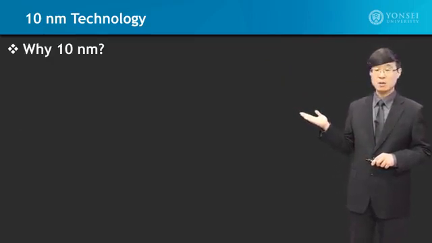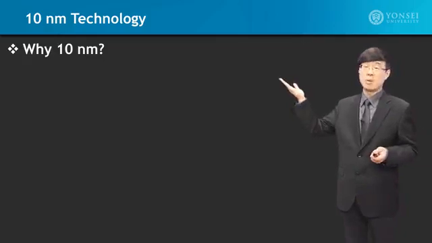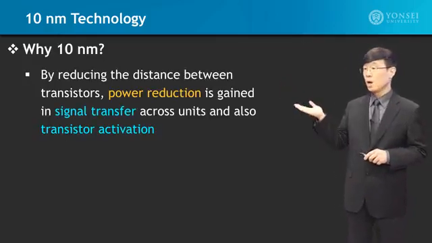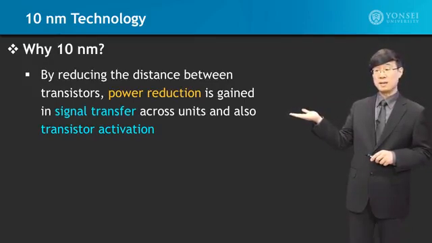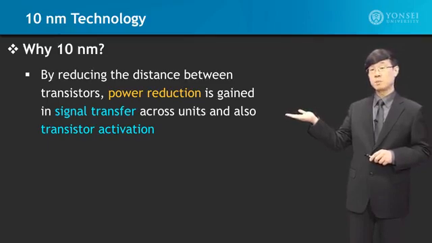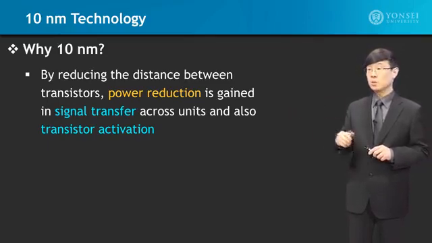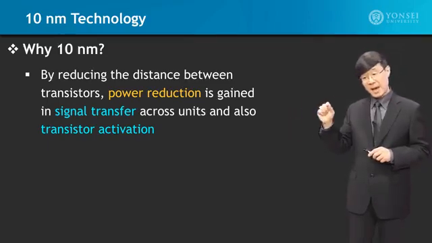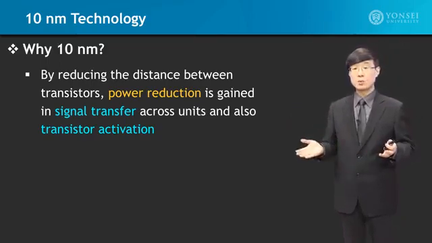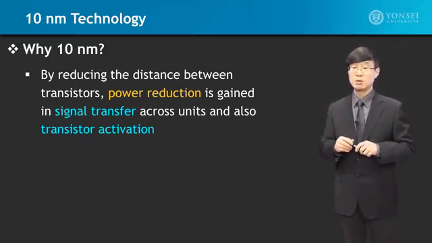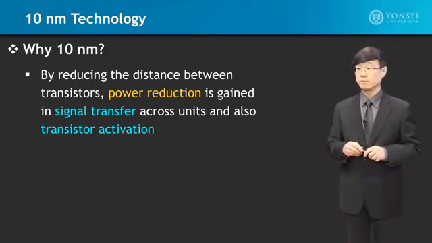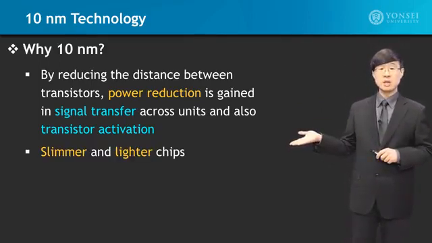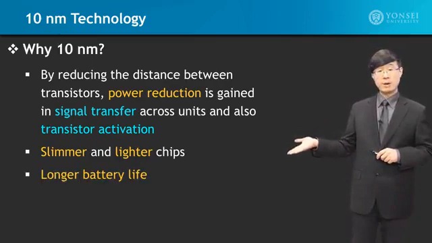Why 10 nanometers? What's the big deal of this smaller number? Well, by reducing the distance between the transistors, a power reduction gain is provided in signal transfer from one unit to another, and also in transistor activation, turning it on. This will take less energy to do, which is great. What other advantages does this overall result in? Slimmer and lighter chips, longer battery life.